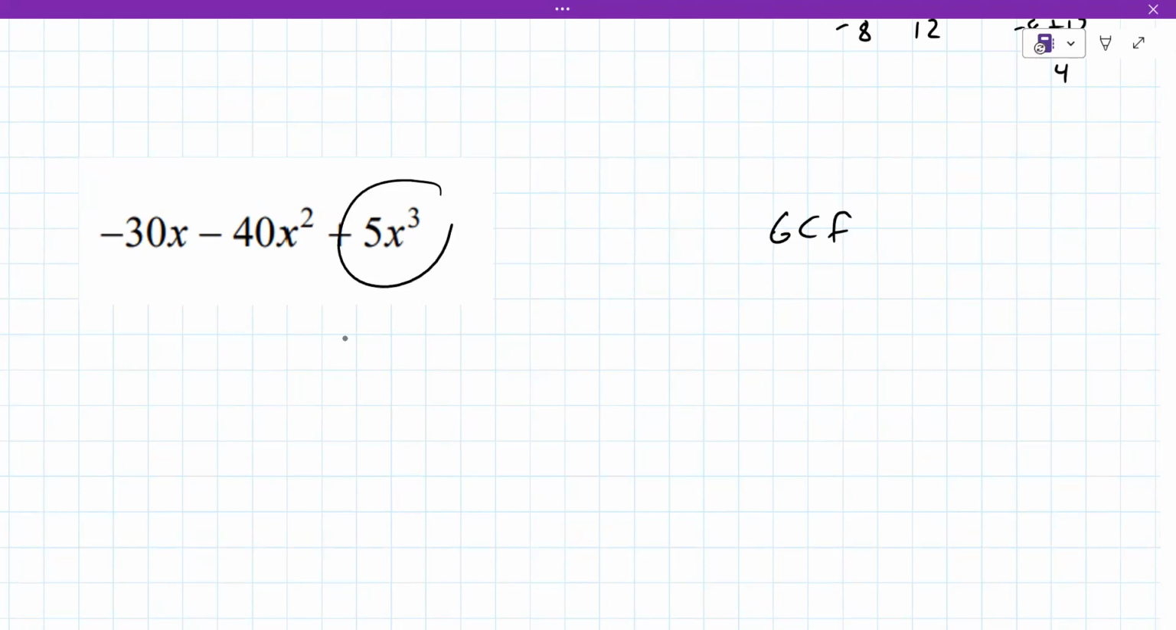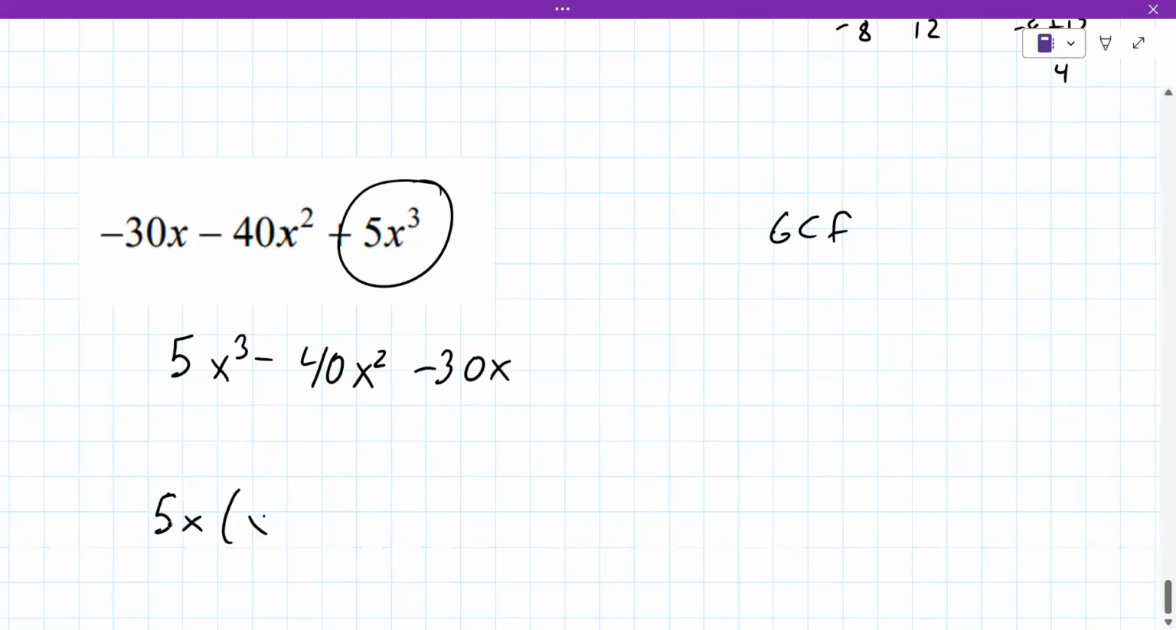Yes, you have to look at the highest degree power term. So it is a 5x in everything. In fact, you might even want to rewrite it so that it's in descending order, like we talked about in the very first problem. So would the final answer be 5x times x squared minus 8x minus 6? Yes, as long as you put that 5x on the outside, you can't forget about it.